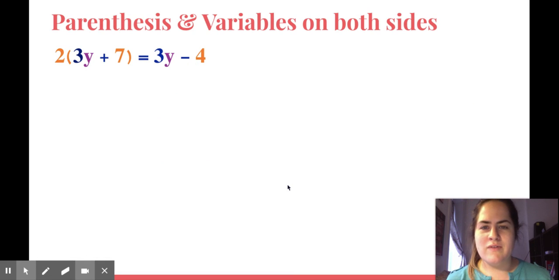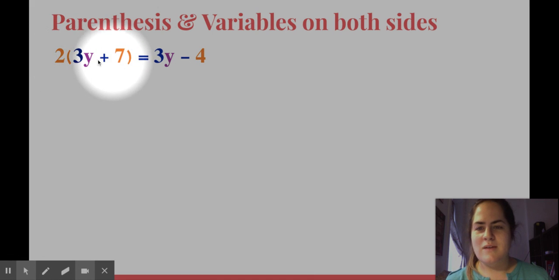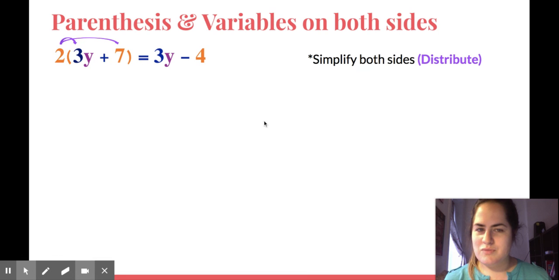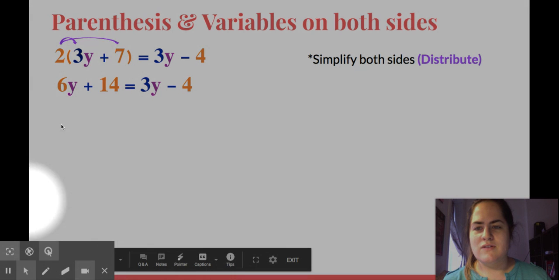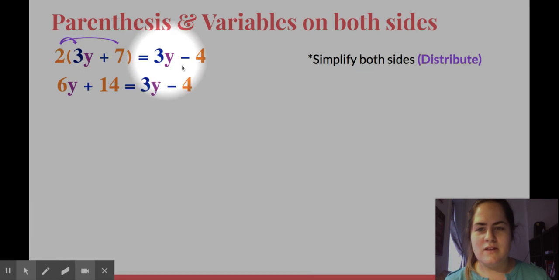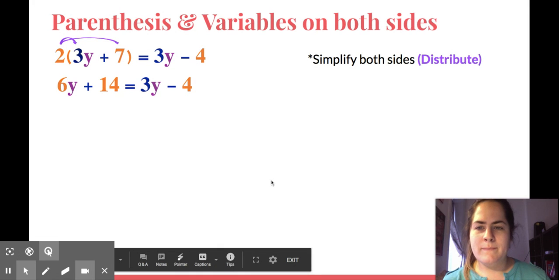Here you can see we have variables that are on both sides of the equal sign. The first thing you want to do is simplify any side of the equation that you can. Like, for example, I want to get rid of those parentheses. So I'm going to distribute, which is multiplication. 2 times 3y, that's going to give you 6y. And then 2 times 7, that's 14. There's nothing I can do on this side, so I just bring that down.